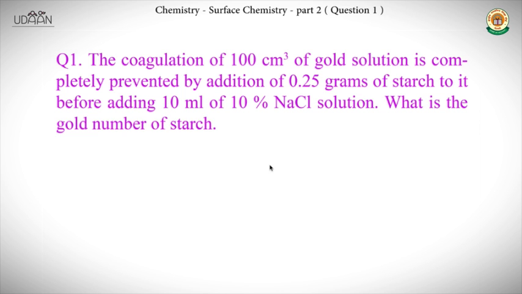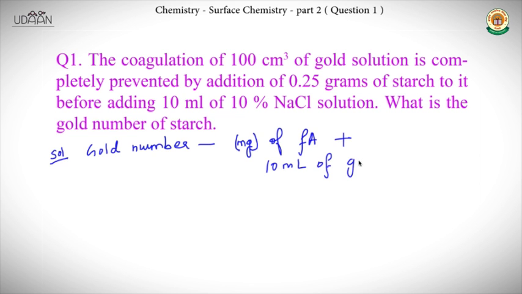In this question we are given that the coagulation of 100 cm³ of gold solution is completely prevented by addition of 0.25 grams of starch to it before adding 10 ml of 10% NaCl solution. So we have to find the gold number of starch. Let's discuss the definition of gold number first. We saw earlier that gold number is the weight in mg of electrolyte or flocculating agent that must be added to 10 ml of gold sol before adding 1 ml of 10% NaCl to prevent the coagulation of the colloid.